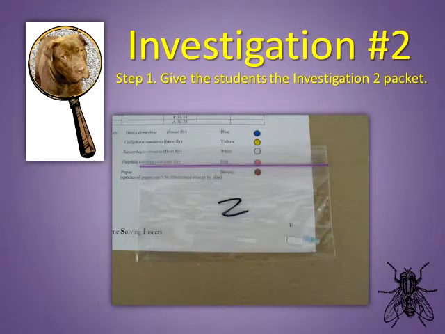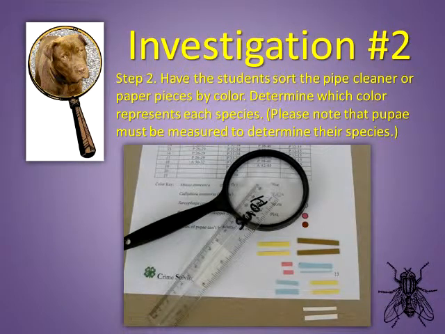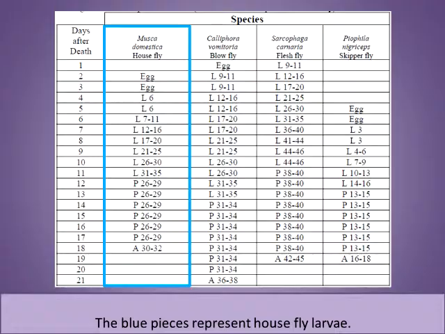Step 1. Give the students the Investigation 2 packet. Step 2. Have the students sort the pipe cleaner or paper pieces by color. Determine which color represents each species. Please note the pupae must be measured to determine their species.